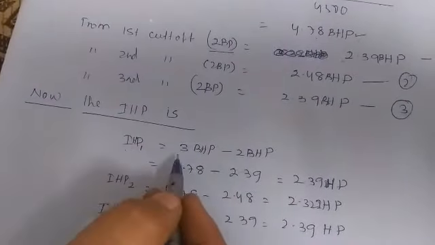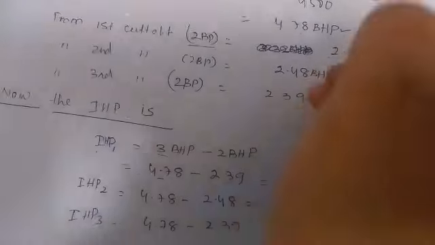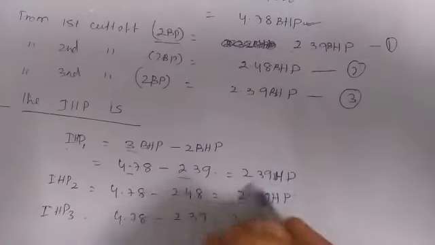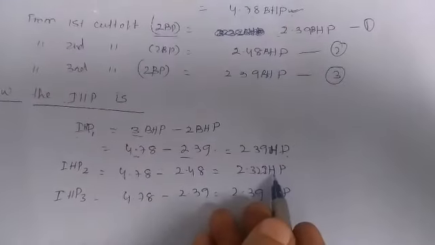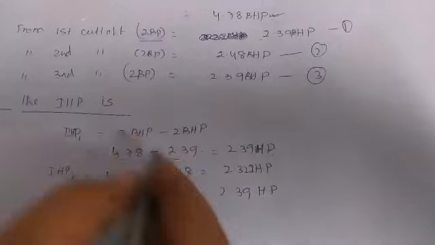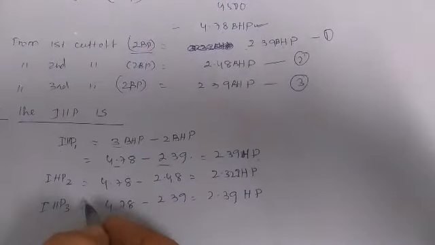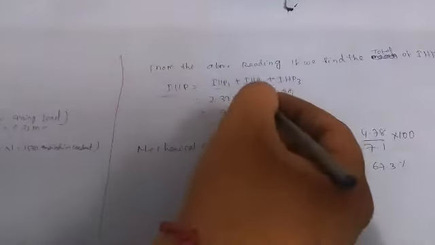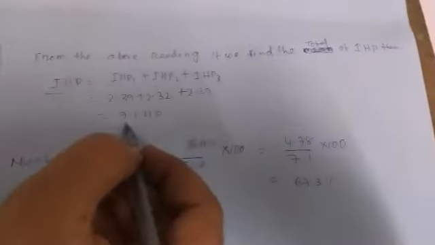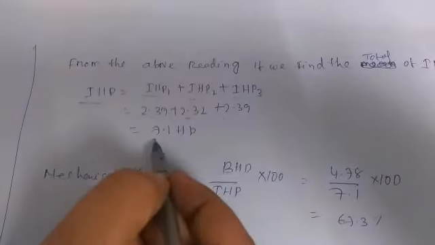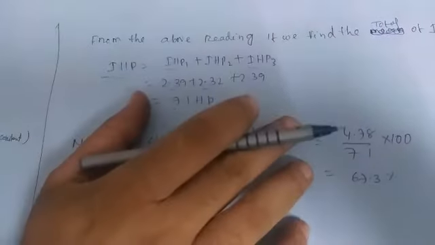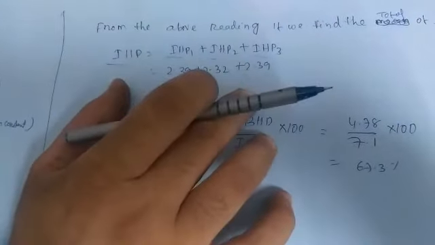Now you have to find the IHP from this. The IHP formula is 3 BHP minus 2 BHP. So 3 BHP is 4.78 minus 2.39, which gives 2.39 horsepower. Similarly, IHP2 is 4.78 minus 2.48, that is 2.32. IHP3 is 2.39. So these are the indicated horsepower for the 3 cylinders. The total indicated horsepower is IHP1 plus IHP2 plus IHP3, adding 2.39, 2.32 and 2.39 to get 7.1 HP. This is your total indicated horsepower.